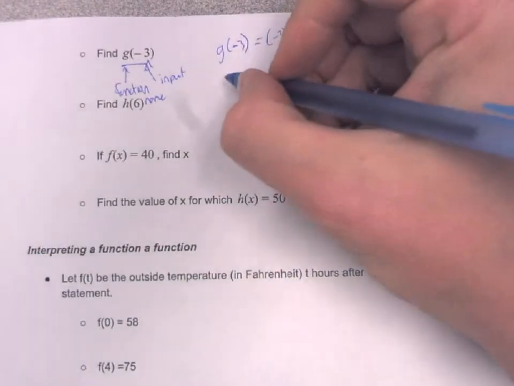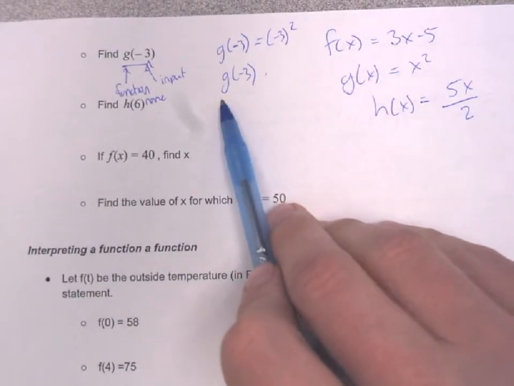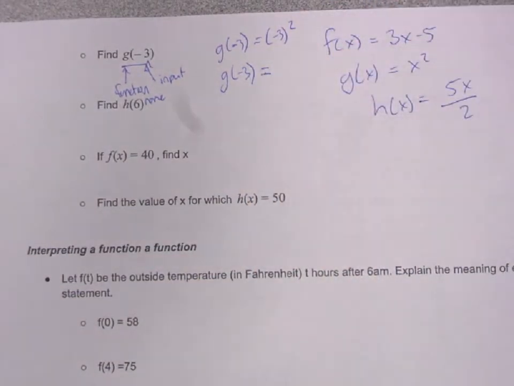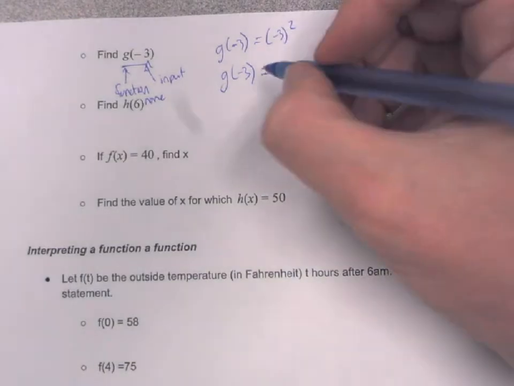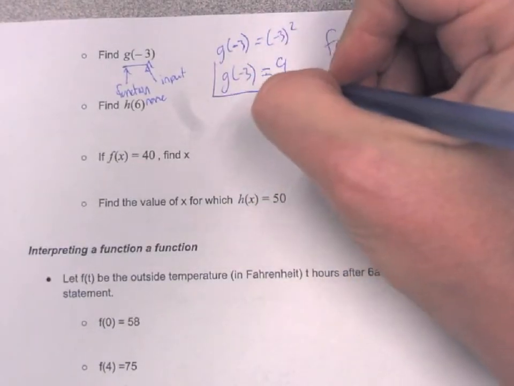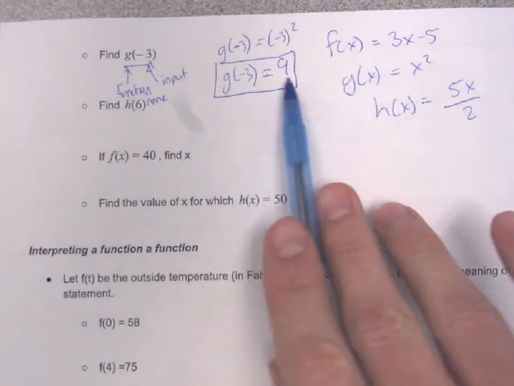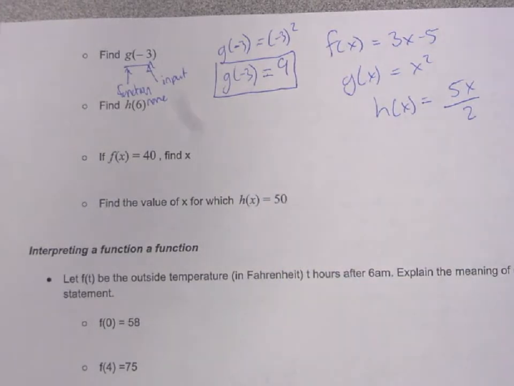The left side doesn't change. The left side is just a label. It tells you what function we're using and it tells you what input we're using, but we just simplify the right-hand side, or evaluate the right-hand side. And since -3 times -3 is +9, there's our statement. G of -3 is equal to 9. If I put -3 in the g function, I get 9.